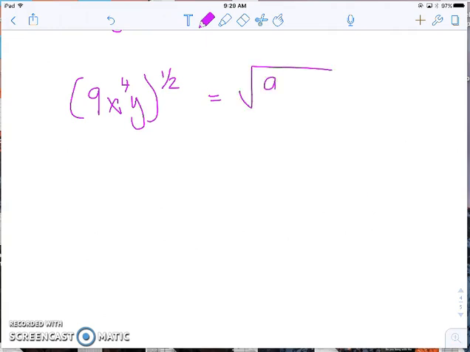And let's see if we had 9x to the 4th y to the 1/2. So this would be the square root of 9x to the 4th y, and we could write the square root of 9 as 3. So 3 times the square root of x to the 4th y.